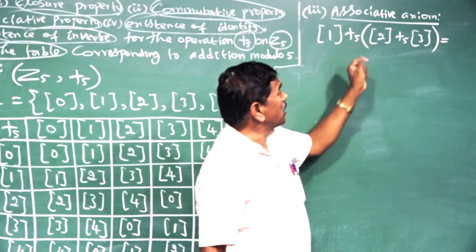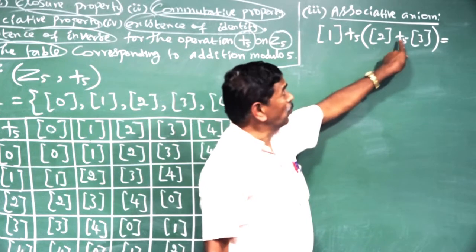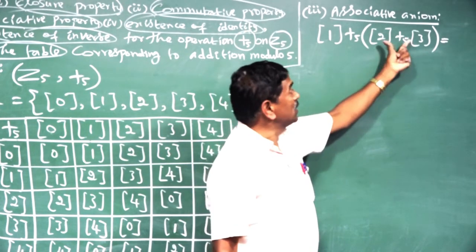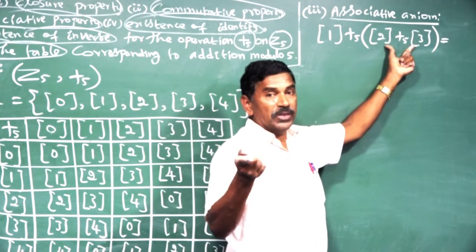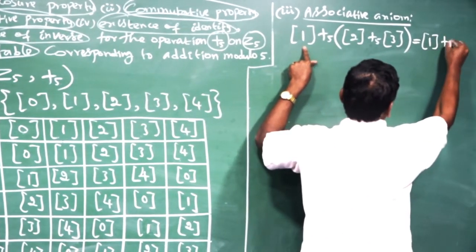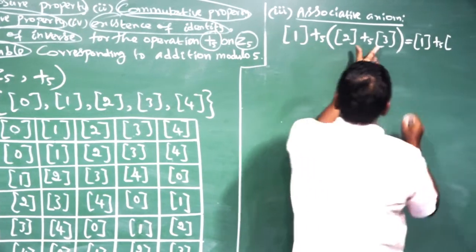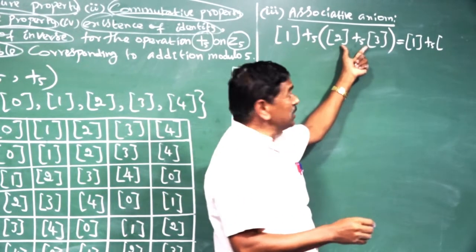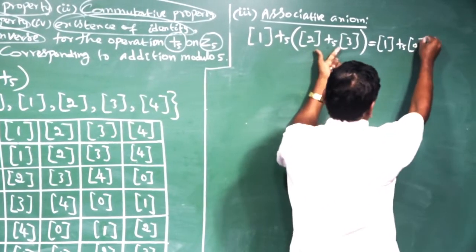I am taking the LHS of the associative axiom. First complete the bracket. Can you tell me what your bracket answer is? Yes, 2 plus 3 is 5. 5 minus 5 equals 0. So this is 1 addition modulo 5 with 2 plus 3, which is 5, and 5 minus 5 is 0. So the answer is 0.